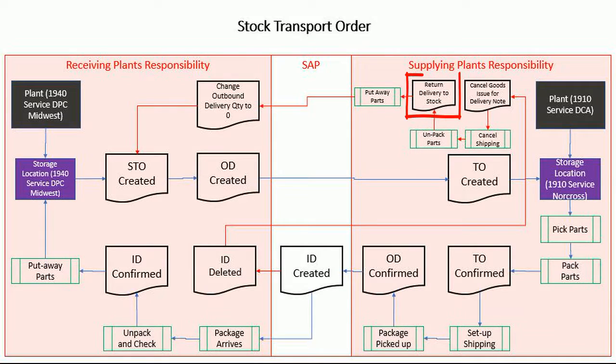Third, the delivery must be returned to stock in SAP. When this is done, the components are taken back off the outbound delivery, and placed back into the warehouse in SAP. Fourth, the original outbound delivery must either have its quantity changed to 0 or corrected. At this point, the original stock transport order will still be open, and can be changed if needed, and reprocessed.